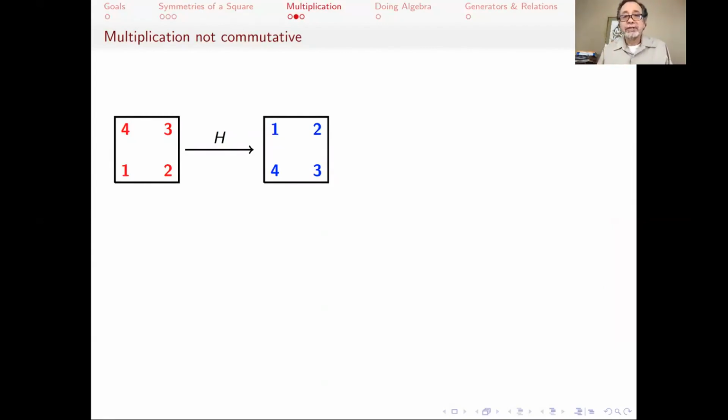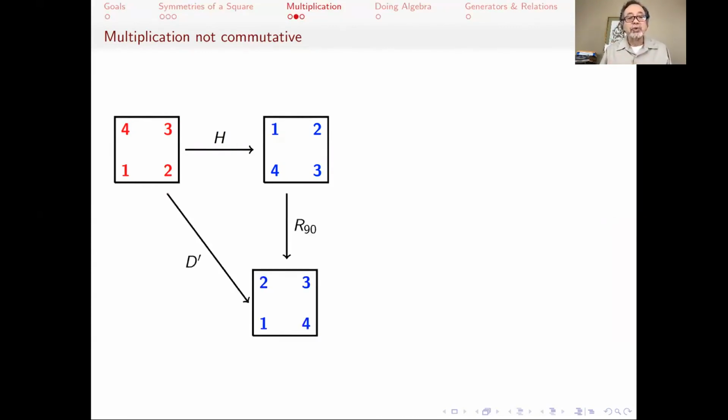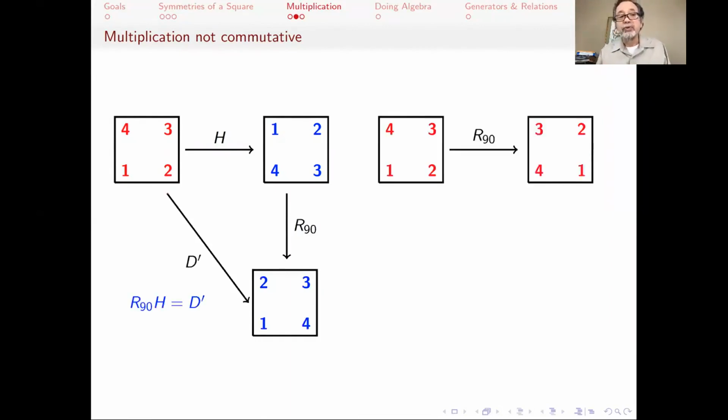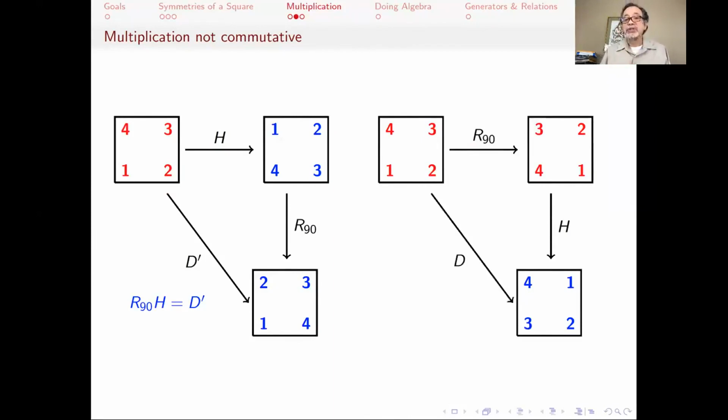2 times 12 is the same as 12 times 2, but that's not the case with this multiplication. We saw what happens when you do H and R90, you get D prime. But if you do it the other way around, if you do R90 first and then do H, you can see that this time the flip was about the main diagonal axis, and this was D. So H R90 is D. So this composition of symmetries is not commutative.